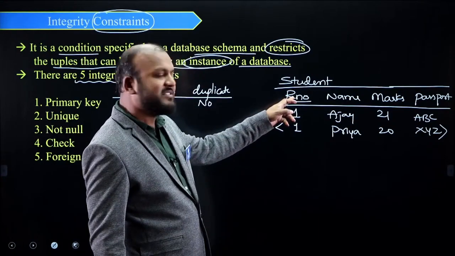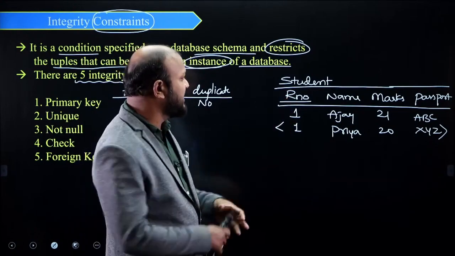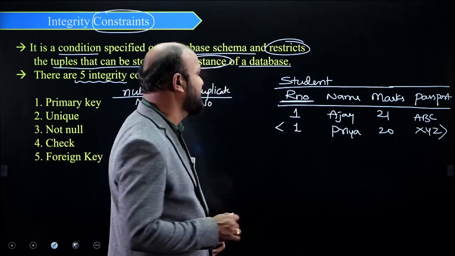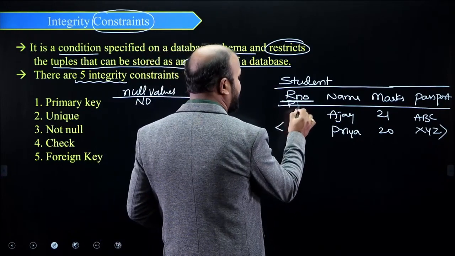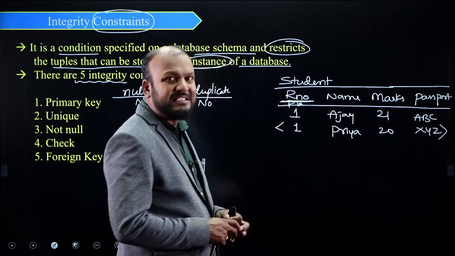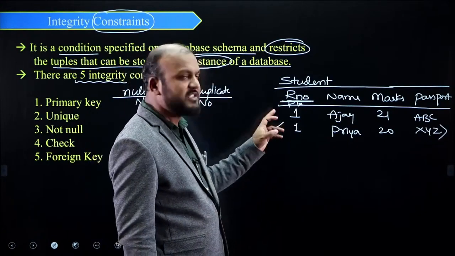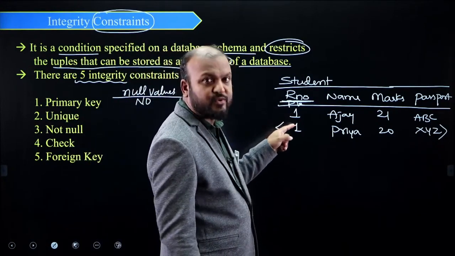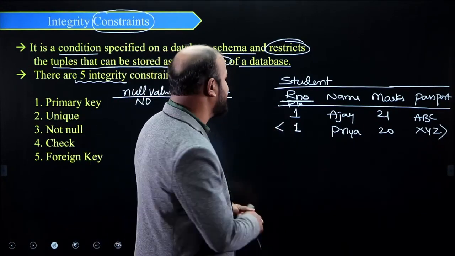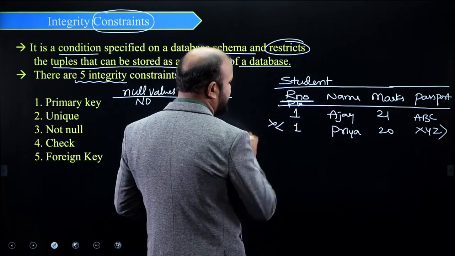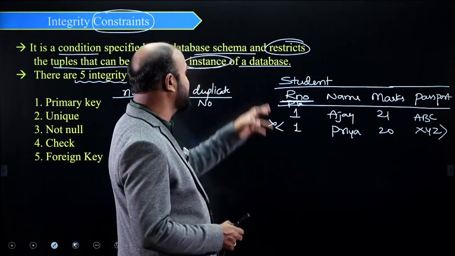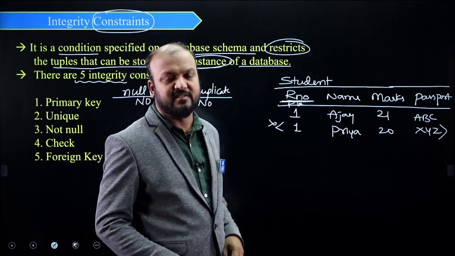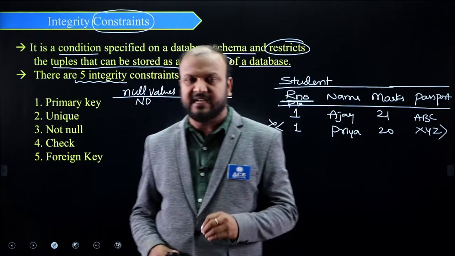Here the constraint is mentioned only on the roll number. It is mentioned as a primary key. Generally a primary key is represented with an underline. Here I'm writing primary key. If that roll number is declared as a primary key, as we know, a primary key will not allow duplicates and null values, but here we are storing a duplicate. If a duplicate is there, this insertion is going to be rejected. That's what we said: it is going to restrict. It means it rejects the tuples that can be stored as an instance of a database.